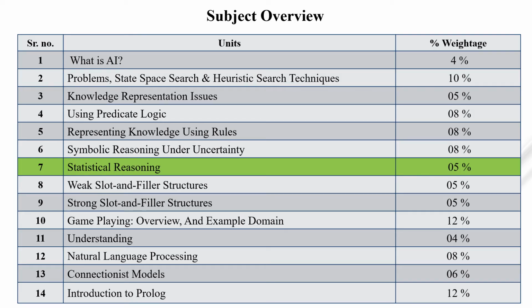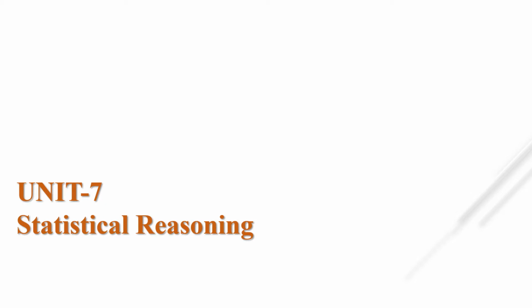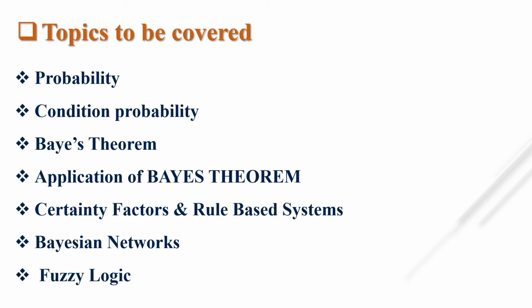So in this video we are going to cover unit number 7, that is statistical reasoning. The topics covered in this video are probability, conditional probability, Bayes theorem, then the applications of Bayes theorem, certainty factors and rule-based system, then Bayesian network, and at last we see the concept of fuzzy logic.